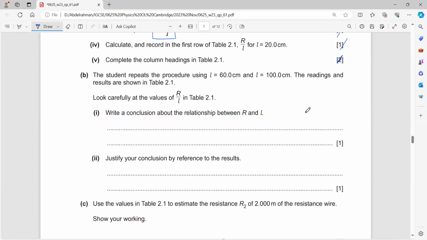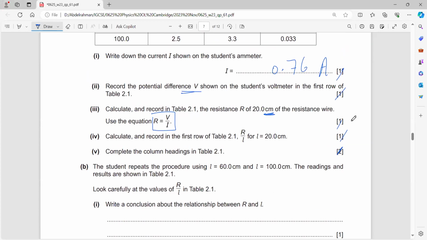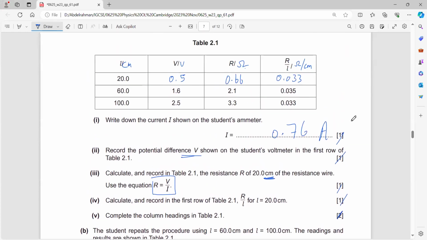Write a conclusion about the relationship between R and L. Here's the question. We already know that the relationship between R and L should be directly proportional, and that as L increases, R should also increase. But I still have to make sure.